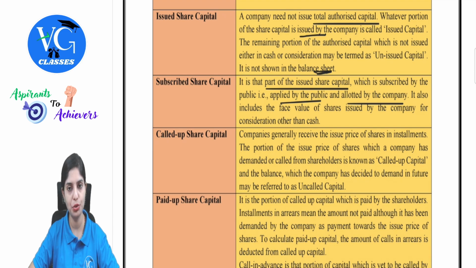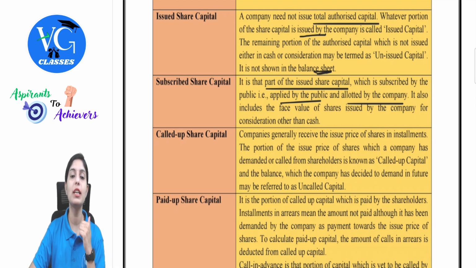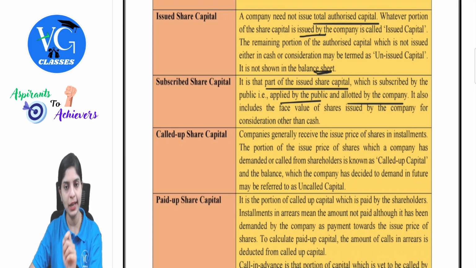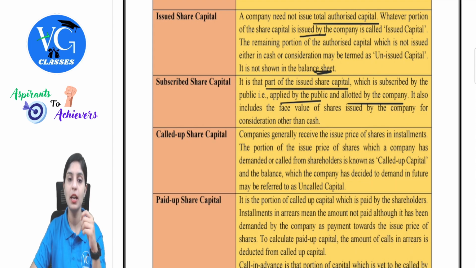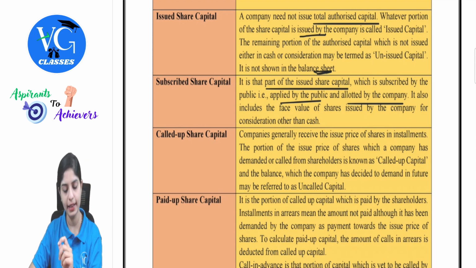So when it comes to issue, there are two variants. One is issue of shares for cash and the other is issue of shares for consideration other than cash. We will discuss that concept in a while. Here, what they are telling is that subscribed capital also includes the element of shares issued for consideration other than cash.